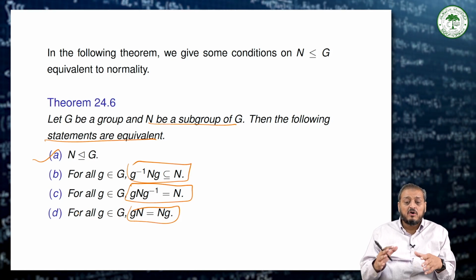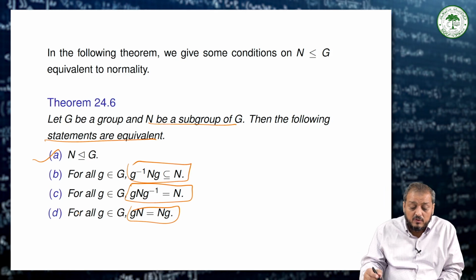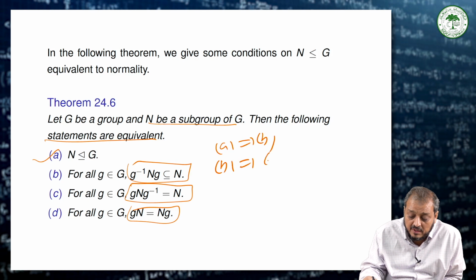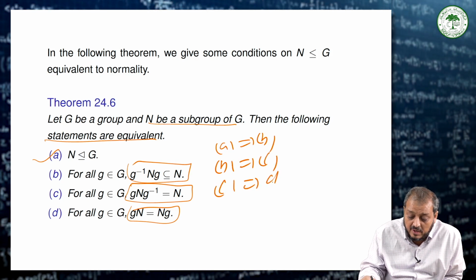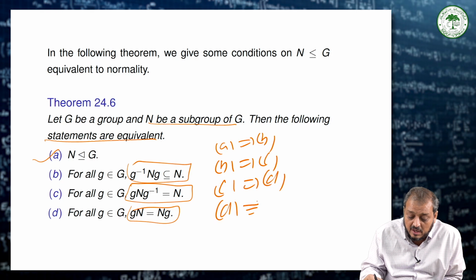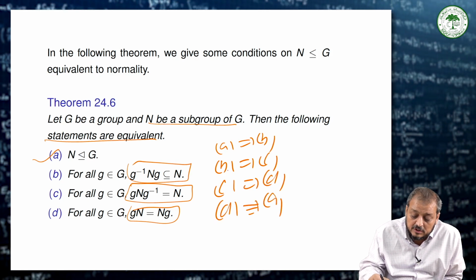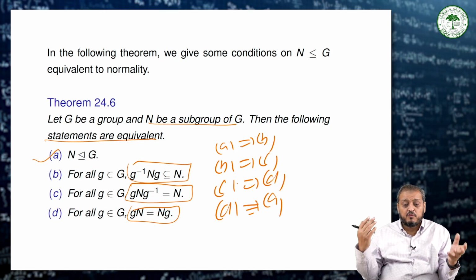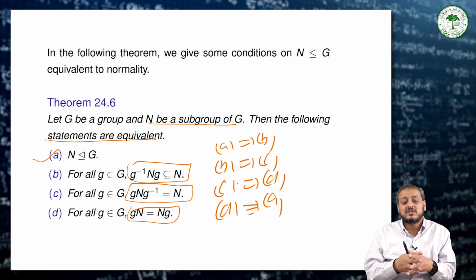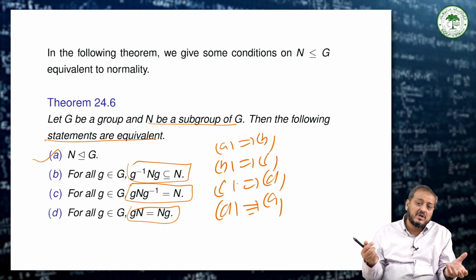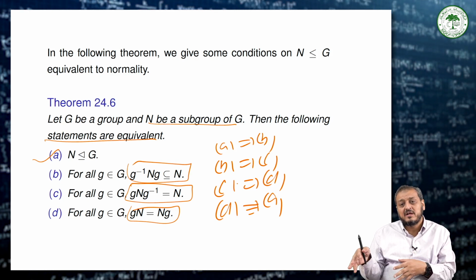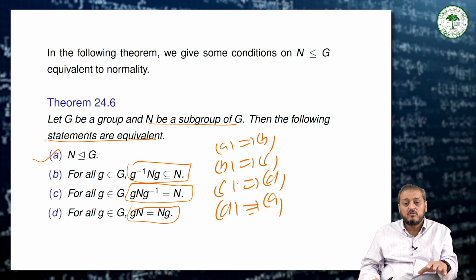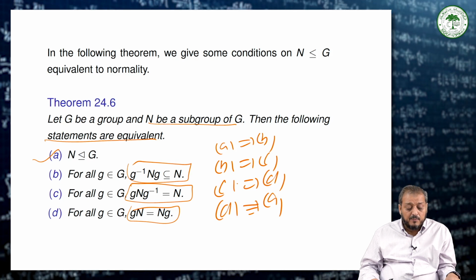So we can say that these are the equivalent conditions. If N is normal, then these conditions hold, then we just say that A implies B, B implies C, C implies D, and we have to show that D also implies A. So this means all are equivalent. If g inverse n g is equal to N, then N is normal in G, or if g inverse n g is contained in N, then we can say that N is normal in G. So all these conditions are equivalent.